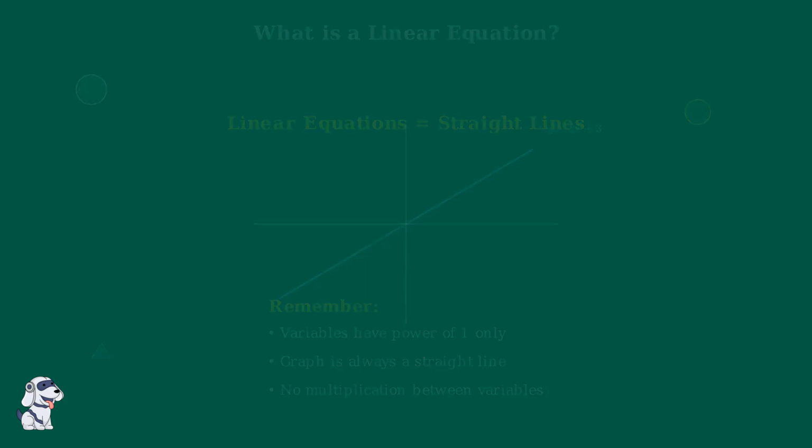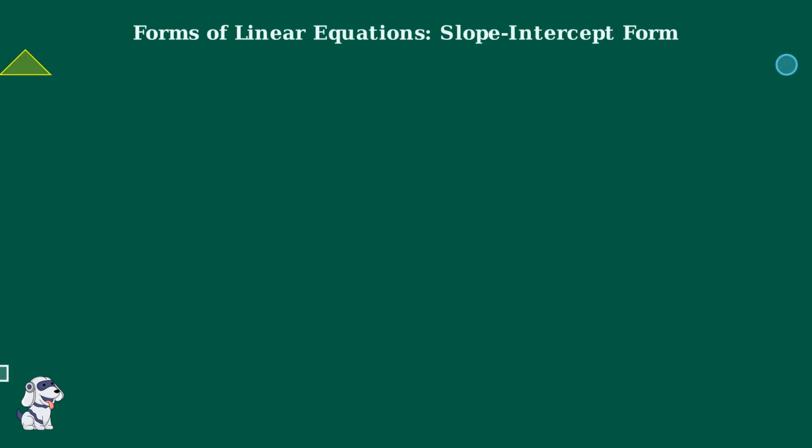Now that we understand what makes an equation linear, we're ready to explore the different forms that linear equations can take. Now we'll explore one of the most important forms of linear equations, the slope-intercept form. This form makes it easy to identify key characteristics of a line just by looking at the equation. The slope-intercept form is written as y equals mx plus b. In this form, m represents the slope of the line and b represents the y-intercept.